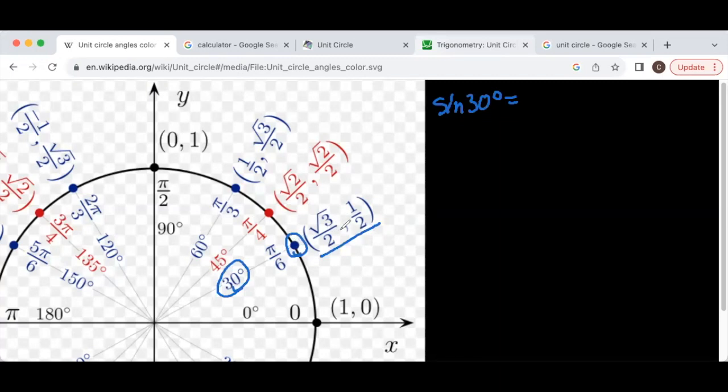Okay, so what I'm about to say is really, really important. Sine is the y-coordinate. Sine is always going to be the y-coordinate. So the answer here is a half. Okay, let's do another one.